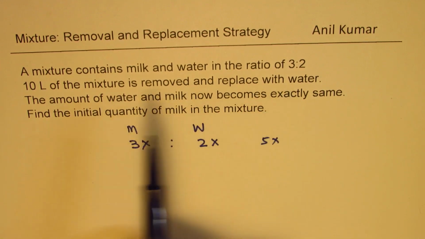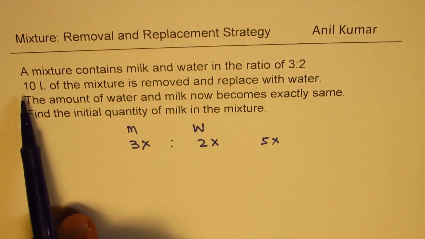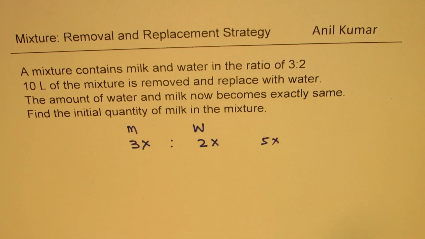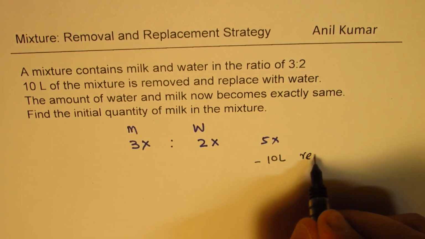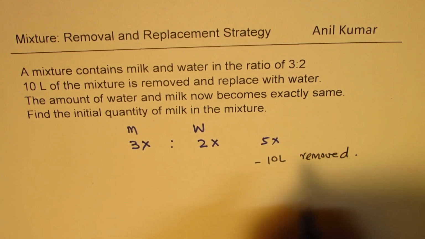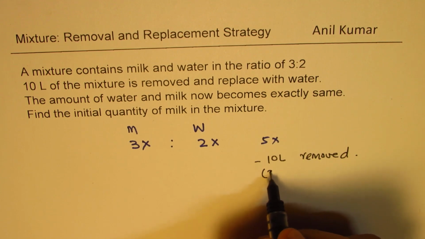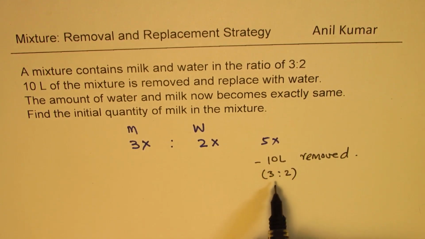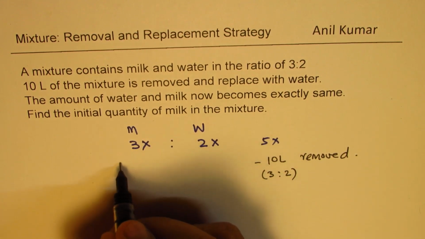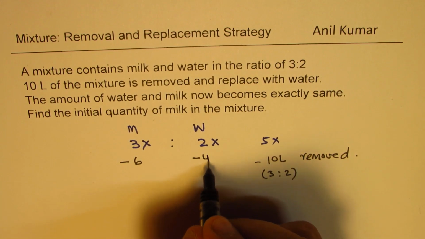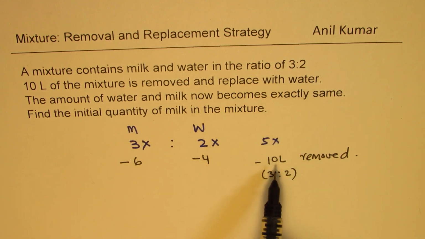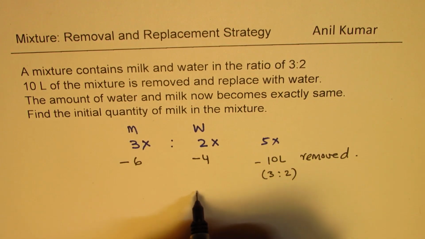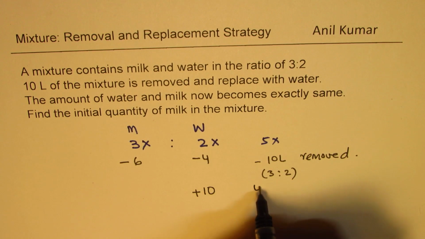Now see what is happening here. It says 10 liters of mixture is removed and replaced. So when I remove 10 liters of mixture, the ratio removed will be 3:2 only, correct? So that means it is 6 and 4. So we removed 6 from milk and we removed 4 from water, correct? And then it says replaced with water. That means all 10 liters added was water, right? So added water.